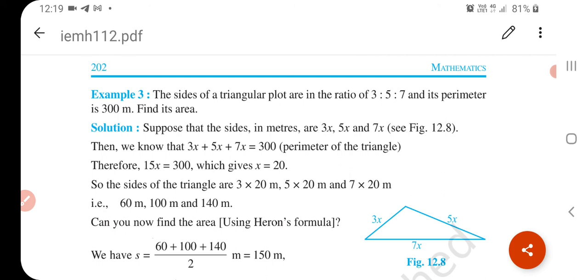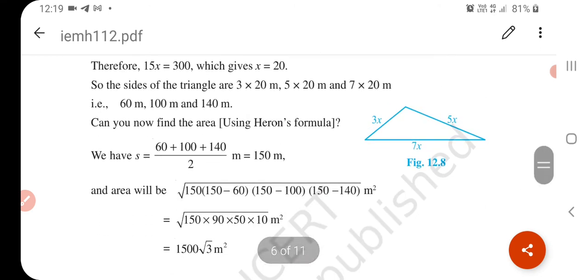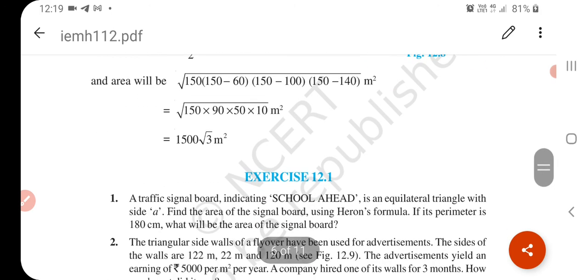Okay, now we find the semi perimeter, that is s is equal to 60 plus 100 plus 140 upon 2, and our semi perimeter is 150. Okay, when we get the semi perimeter, then write the formula: 150 minus 60, 150 minus 100 and 150 minus 140, and you get your answer, that is 1500 root 3 meter square.